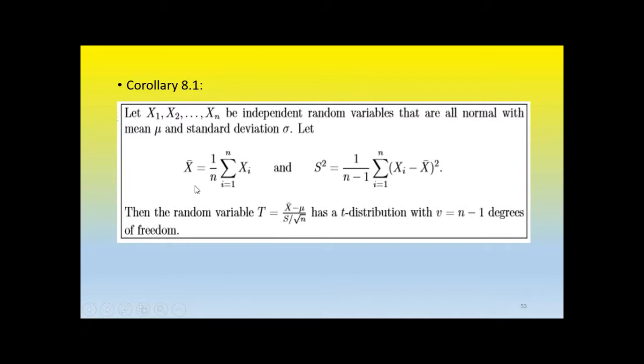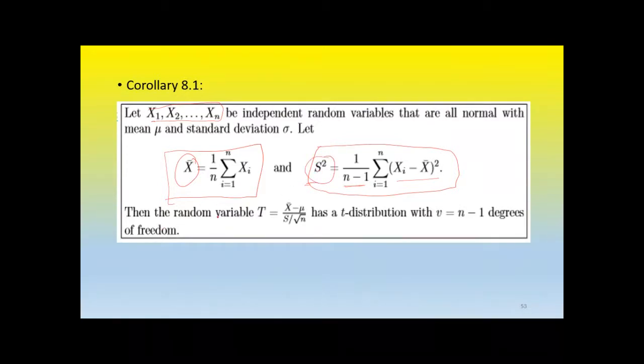Let x bar be the mean of all the random variables. X bar is the mean of all, so sum them up and divide by n. That is it, x bar. And the same formula of variance, xi minus x bar whole square divided by n minus 1, the formula that we have used in the first chapter. So this is the sample mean, this is the sample variance.